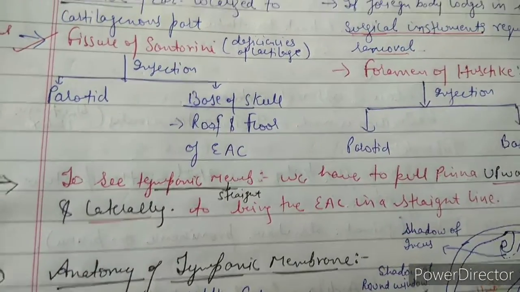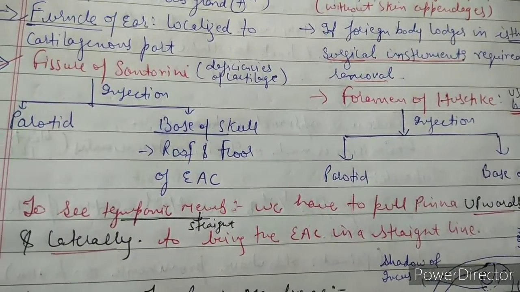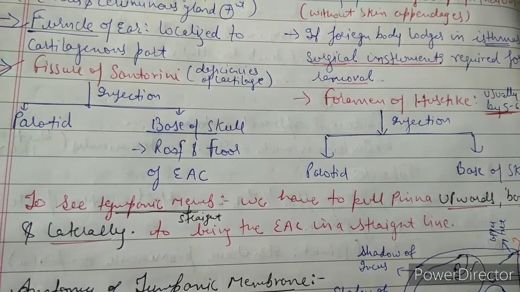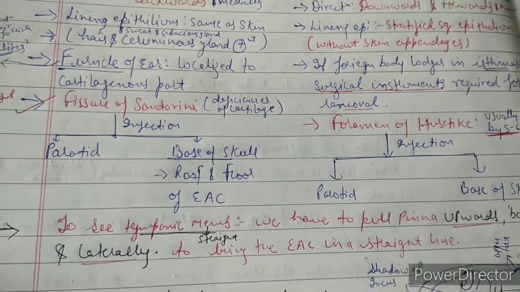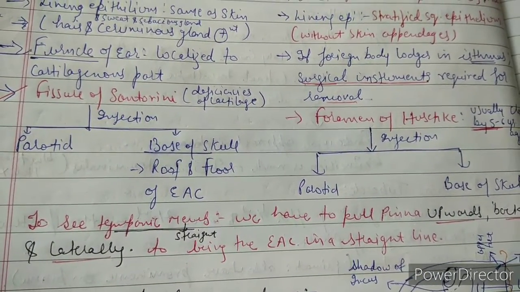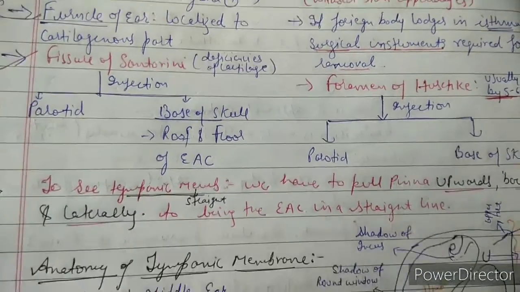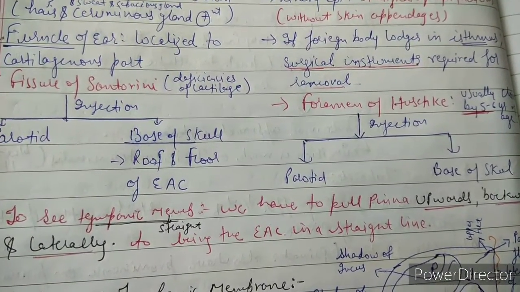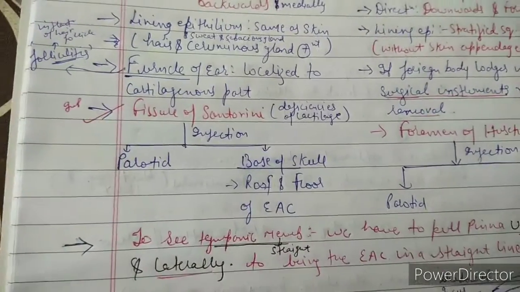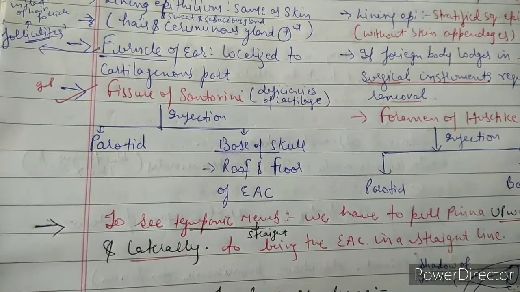Guys, now to see the tympanic membrane, from the external auditory canal we reach the tympanic membrane. In which direction do we have to pull the pinna? To see the tympanic membrane we have to pull the pinna upwards, backwards and laterally, so that the external auditory canal can be brought into a straight line position. So here we finish the anatomy of the external auditory canal.